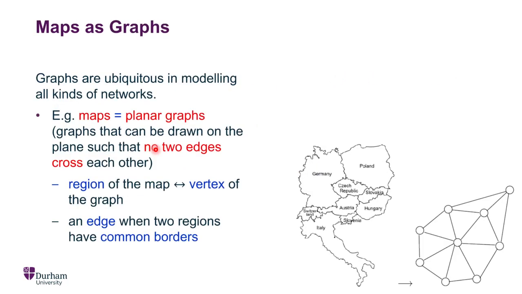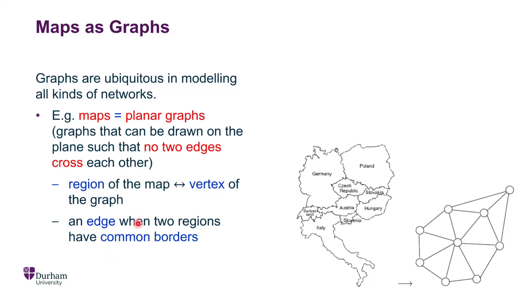Now on to a special class of graphs, which we call planar graphs, which are graphs that can be drawn on the plane so that no edges cross each other. And these are a special type of graphs because every map can translate into a planar graph and vice versa. So to translate a map into a graph, you take each region of the map and you define a vertex for that region. And then for any 2 regions that share a border, you create an edge.